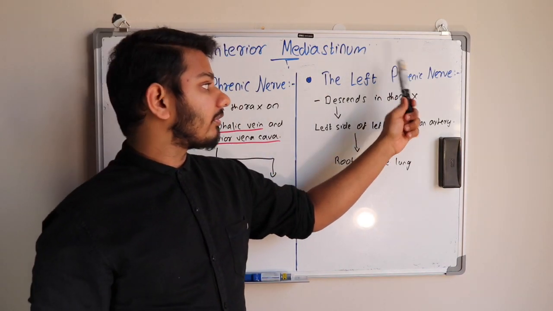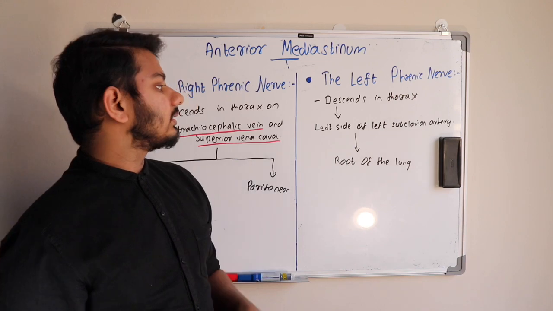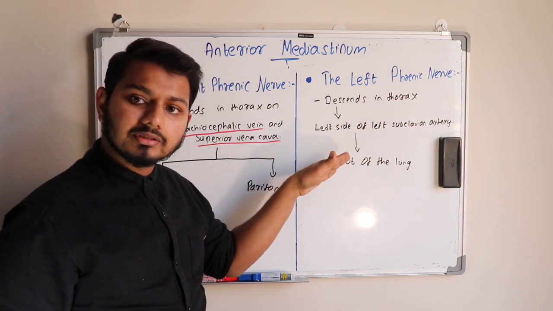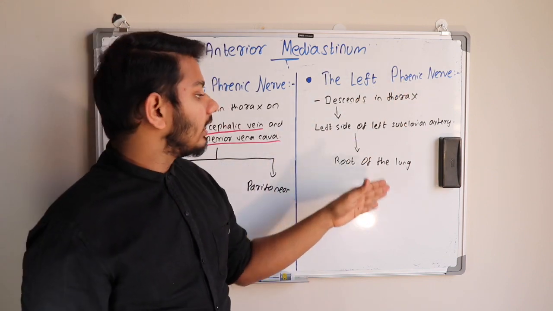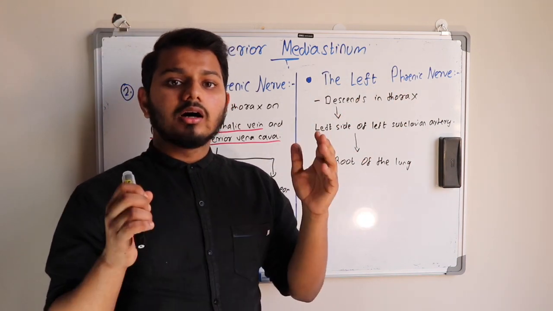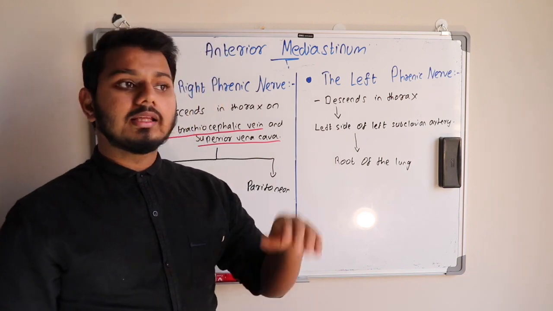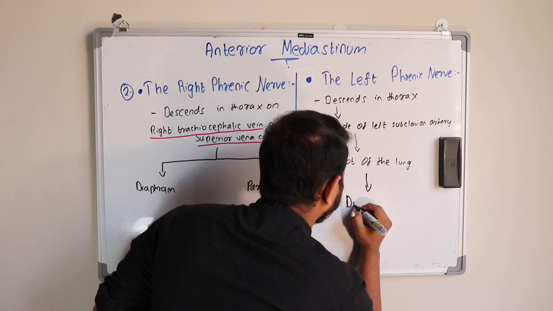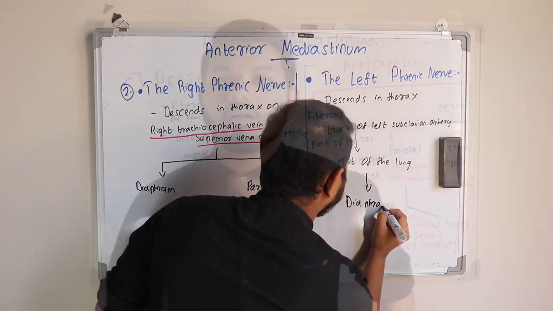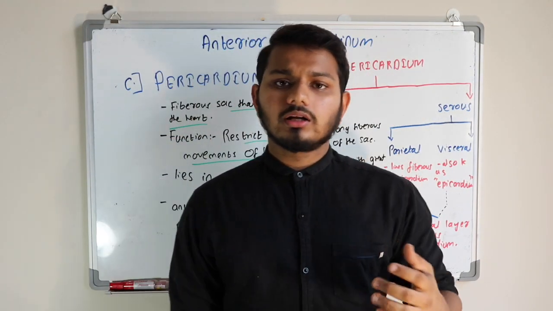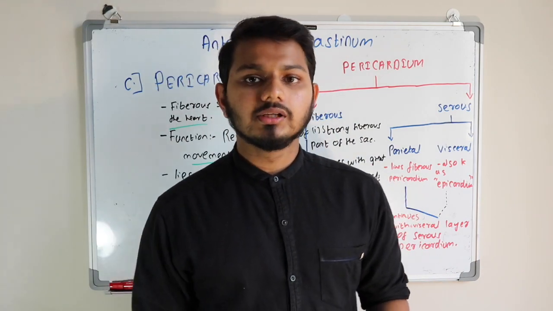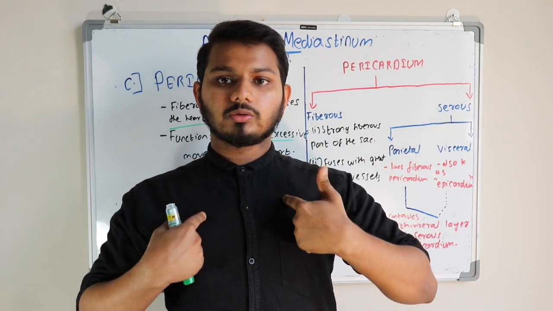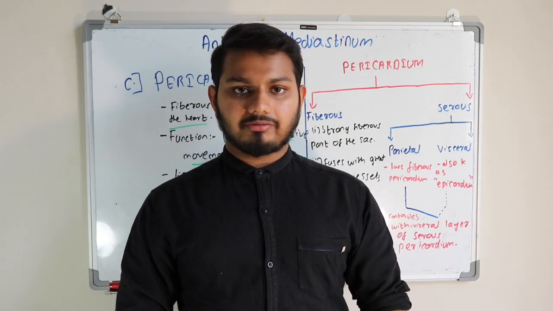Then we have the left phrenic nerve. After descending into the thorax, it goes to the left side of the left subclavian artery. Then it goes to the root of the lung where the hilum is present. Then it supplies the diaphragm. These left and right phrenic nerves arise from C3 to C4, pass by the lungs, and then reach the diaphragm.